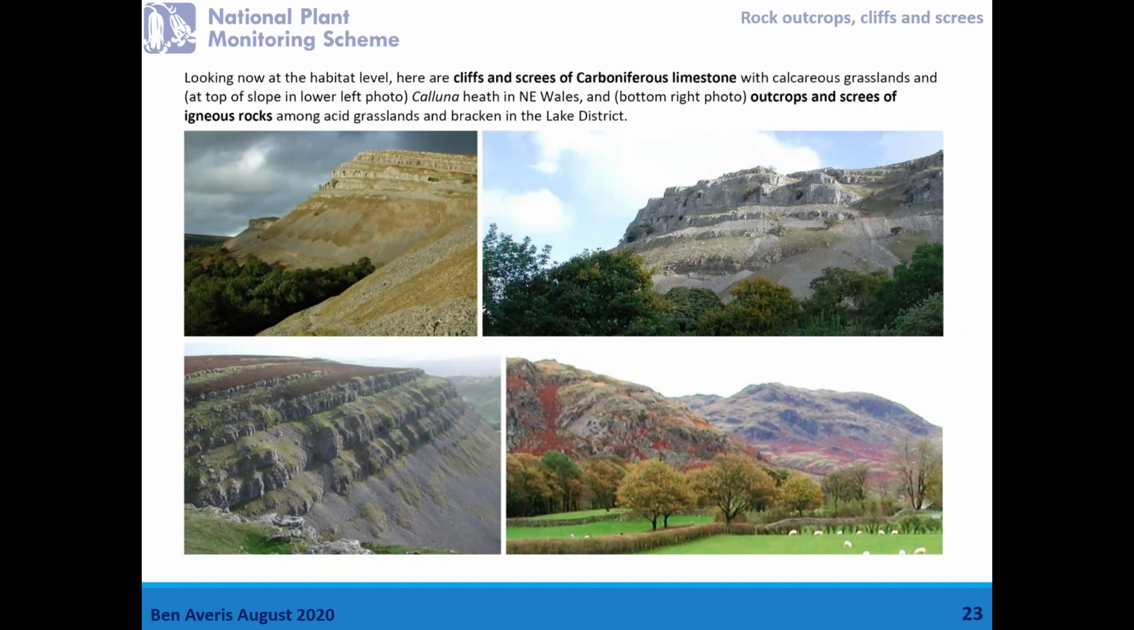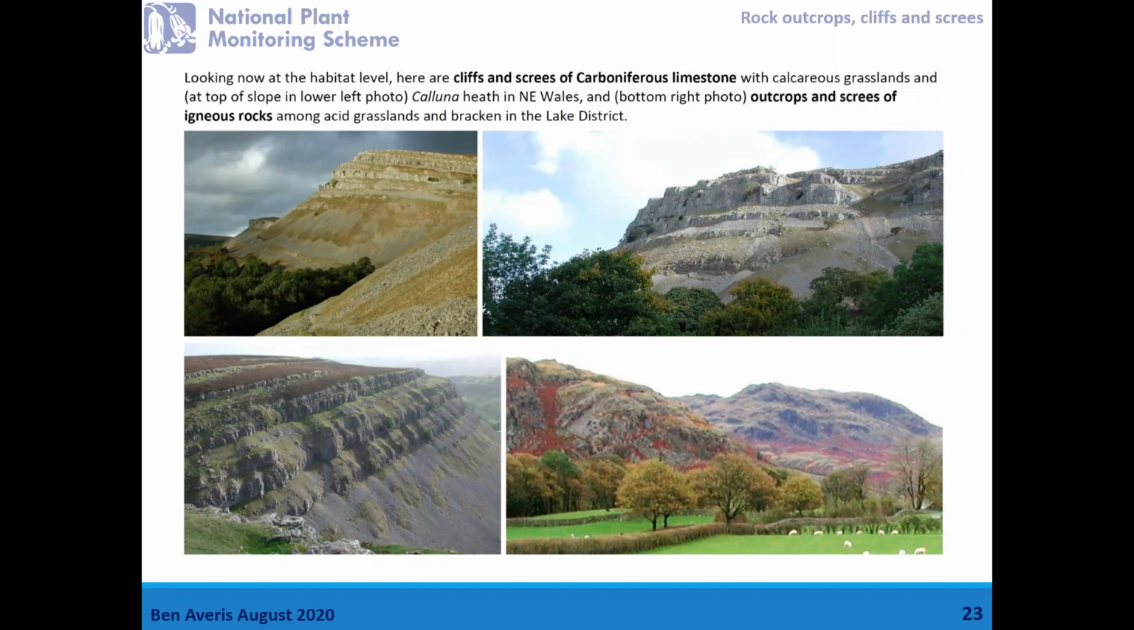So the limestone ones, you've got both cliffs and screes, mainly among grasslands. Very common to find those among calcareous grasslands, and a bit of heath at the top of one of those pictures. And the acid outcrops very commonly among mixtures of heath and grassland, and in this case bracken as well, that picture on the bottom right. These are just examples of how these habitats fit into the landscape.